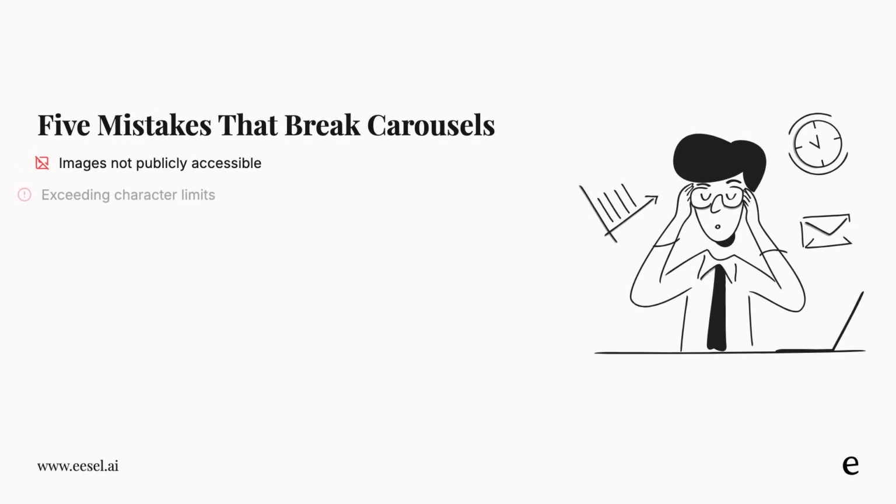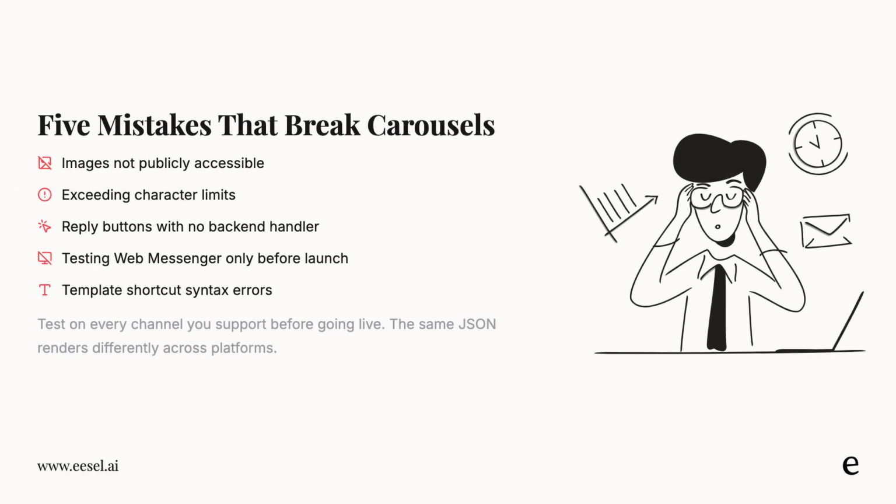5 mistakes trip up most teams. Images that aren't publicly accessible will fail to load. Exceeding character limits causes API rejections. Reply button handlers that have no back-end logic will silently do nothing.